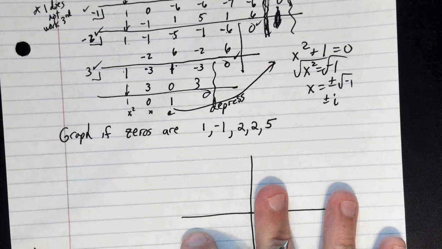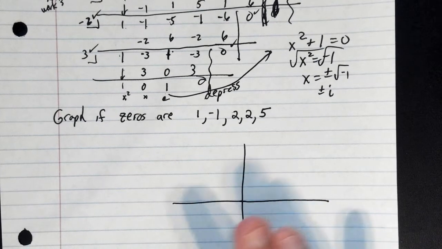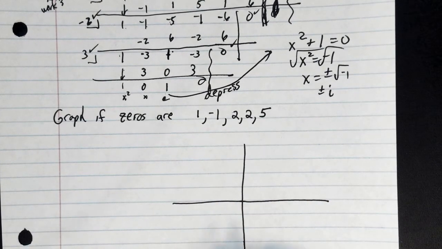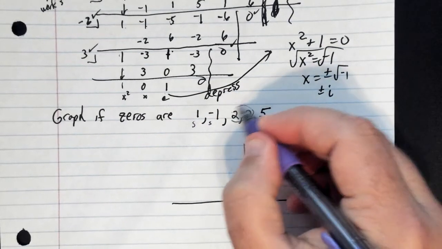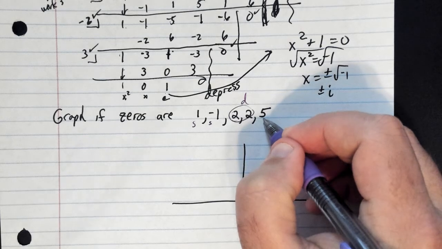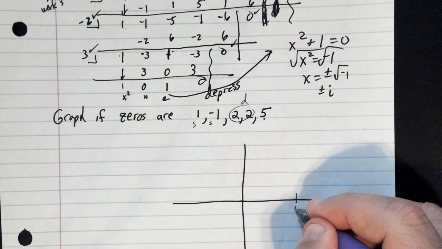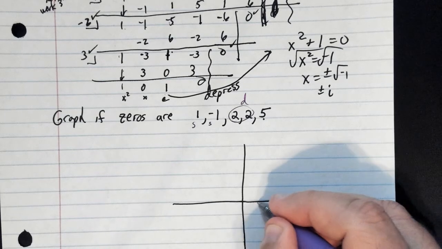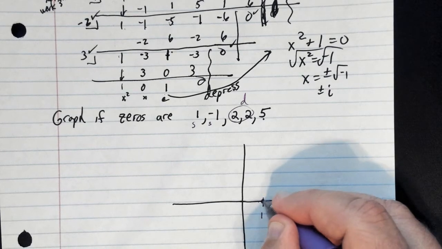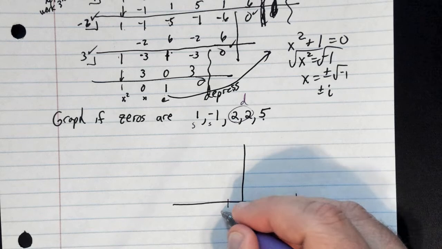Okay? And we just want to do one little reminder. Okay? How do I graph if I know the zeros? Okay, we did this the other day. This would be a single, this would be a single, these would be a double, and that would be a single, correct? So 5 would be a single, 2 would be a double, 1 would be a single, and then negative 1 would be a single.